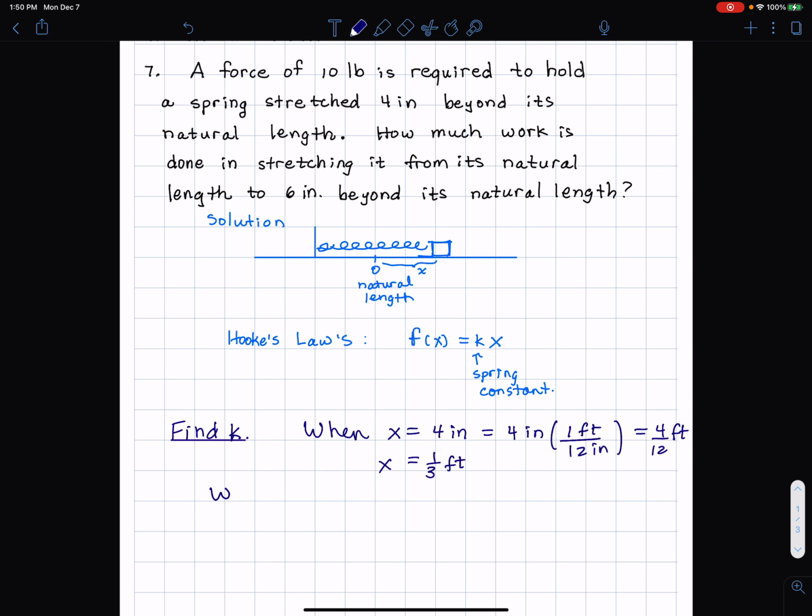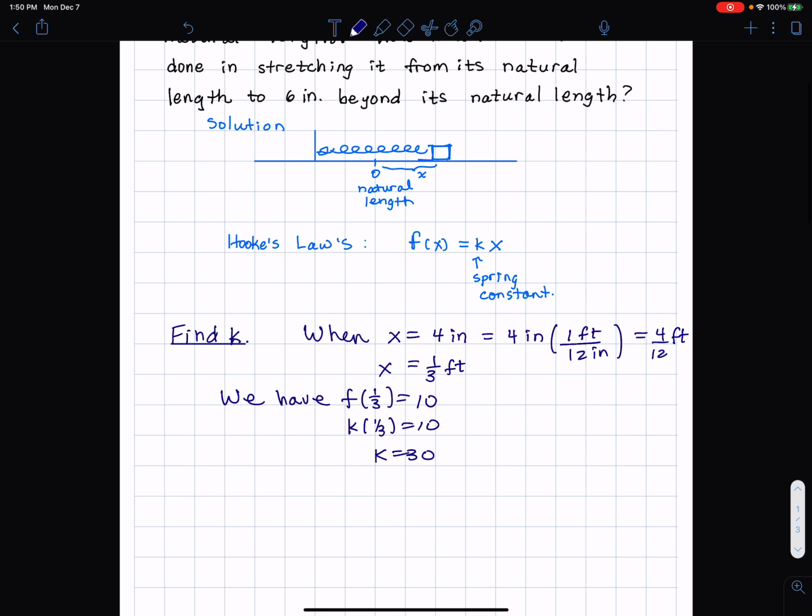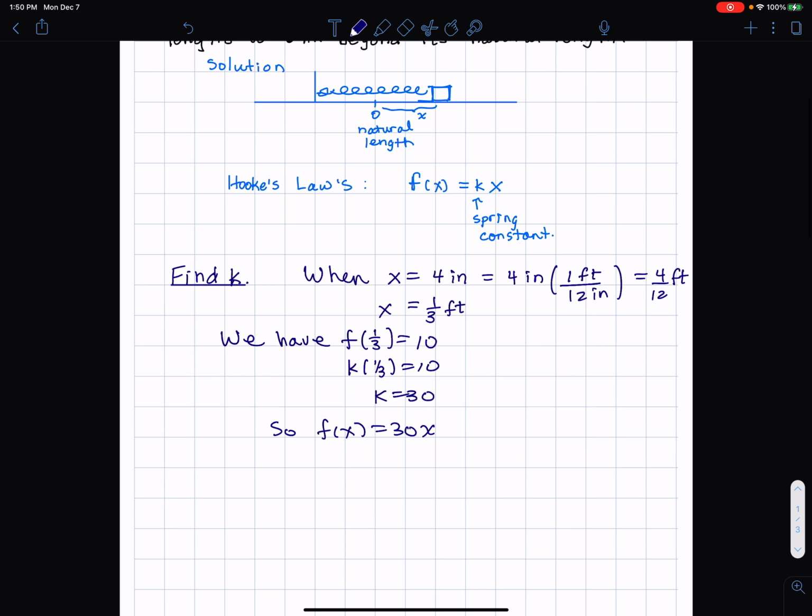So what we have is that the force at 1/3 foot is equal to 10 pounds. In other words, since f of x equals kx, k times 1/3 is equal to 10, so k is equal to 30. So that's our spring constant, so f of x is equal to 30x. And now we're going to find the work done.